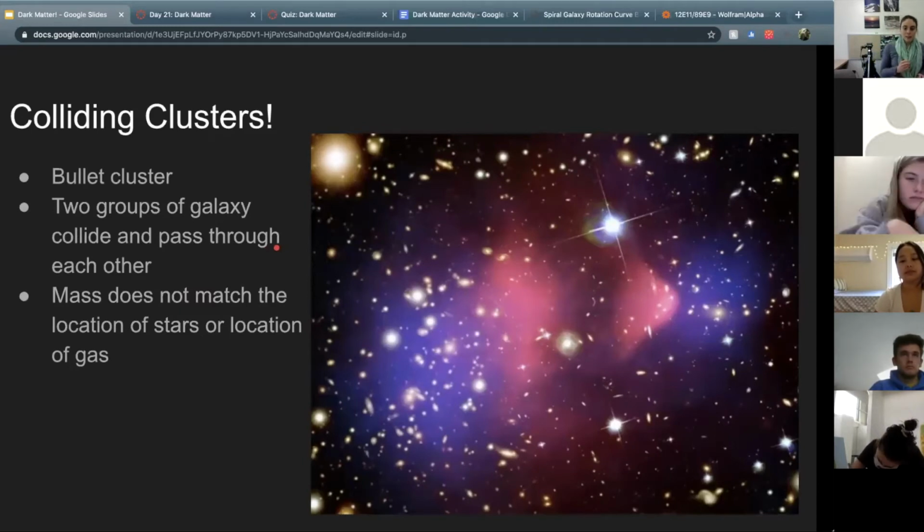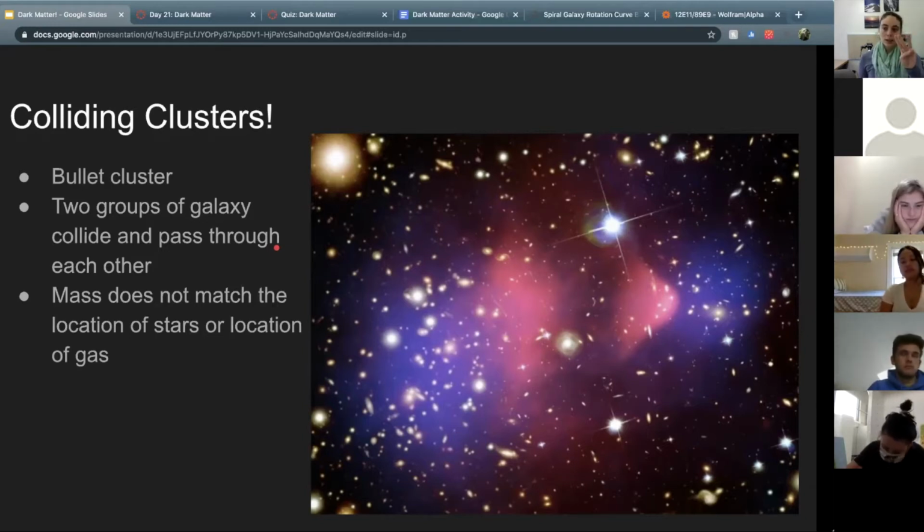So our next method for observing dark matter is by looking at colliding galaxy clusters. So we've done spiral rotation curves to see that there's too much mass for the amount of light. We've done gravitational lensing to again see that there's too much mass for the amount of light. This is a third method where we're doing something slightly different. We're going to use gravitational lensing to find where the mass is after two galaxies collide and compare that to where we see the light and notice that it is different.